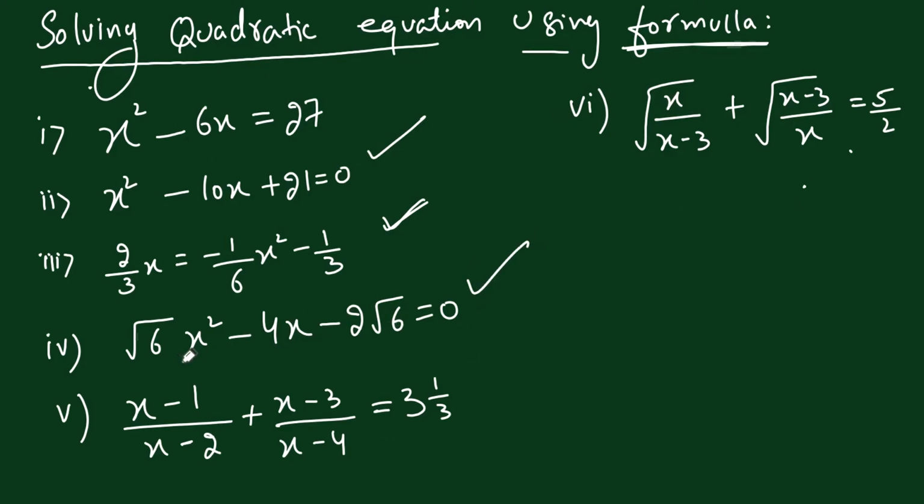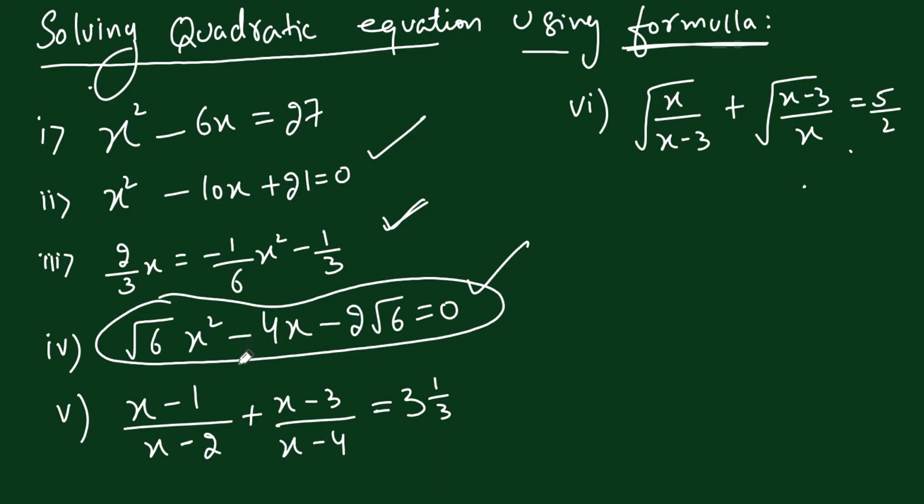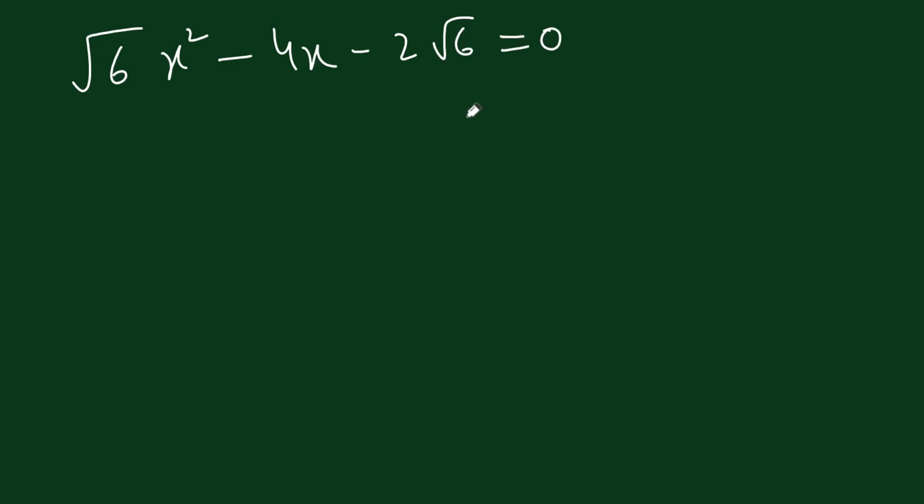Next one, you can see here, next one, it looks difficult but it's very easy. Root 6 x square minus 4x minus 2 root 6. So what is here? A, B, C. Is it already in general form? Yes, it's already in general form. We don't need to simplify it more.